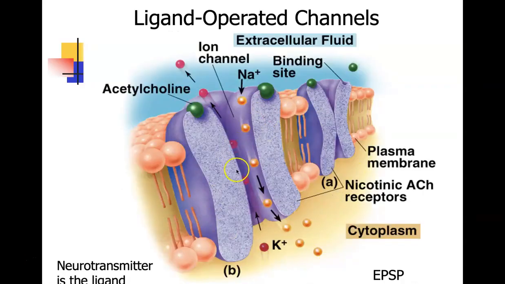So in ligand-operated channels, the neurotransmitter is the ligand. Here's an example of acetylcholine as a neurotransmitter binding to ion channels directly. They're ligand-operated because the ligand, the neurotransmitter, the thing it's binding, is what's causing the channels to activate. So here we have a channel activating, and they can be either sodium channels or potassium channels, but they are then going to cause ion movement across the membrane.